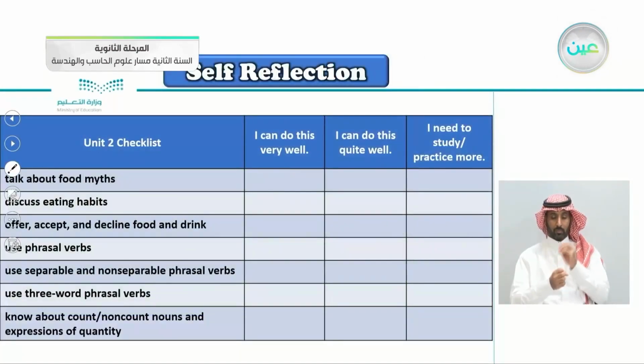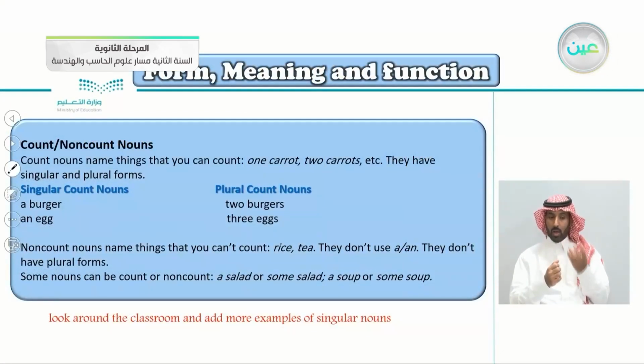Know about count and non-count nouns and expressions of quantity. If you remember, count nouns are the nouns that we can count, and non-count nouns are the nouns that we can't count. These are count nouns: burger, burgers, egg, eggs. So we put S for plural. The non-count nouns name things that you can't count, for example, rice or tea. They don't use the articles a or an, and they don't have plural forms, as in the S here.